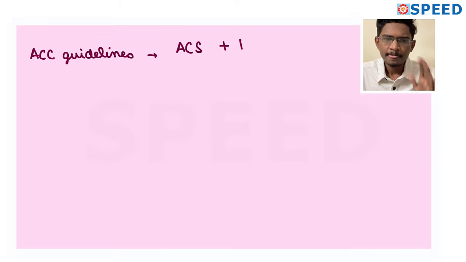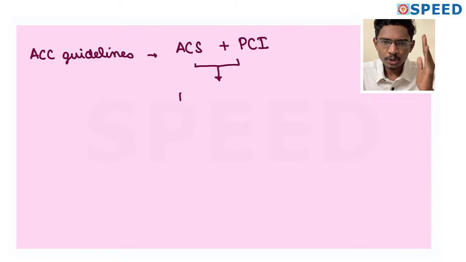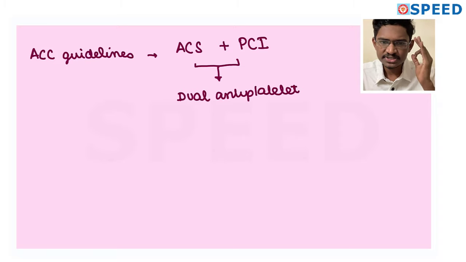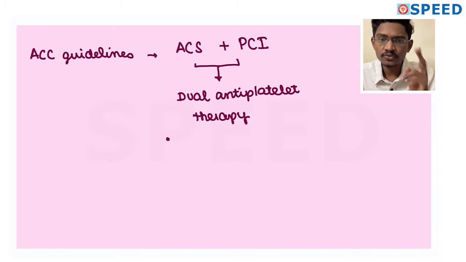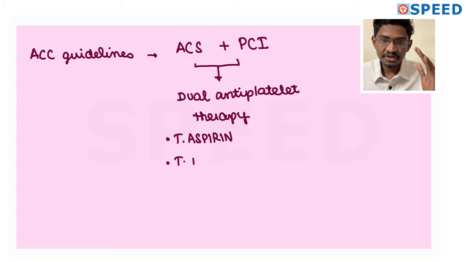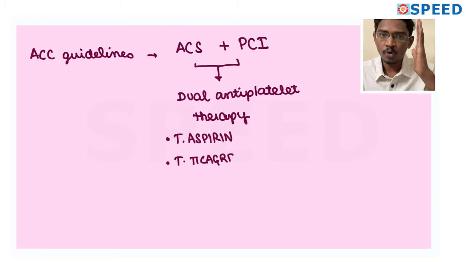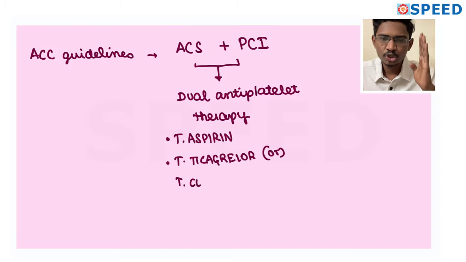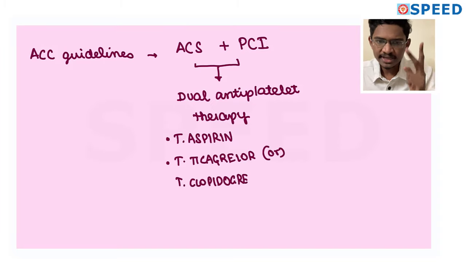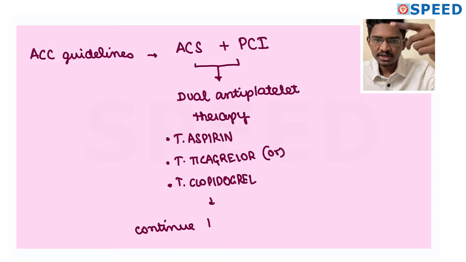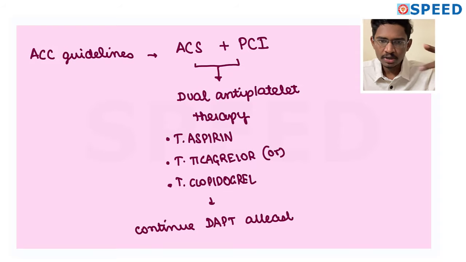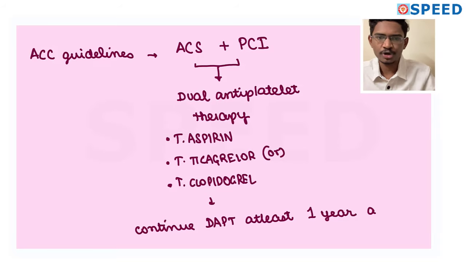See, according to recent ACC guidelines, it is suggested that after percutaneous coronary interventions like stenting, you must give dual antiplatelet therapy. First they were telling for 6 months, now they have extended it to 1 year. Minimum 1 year, the patient should receive dual antiplatelet therapy. It can be aspirin with ticagrelor or aspirin with clopidogrel.